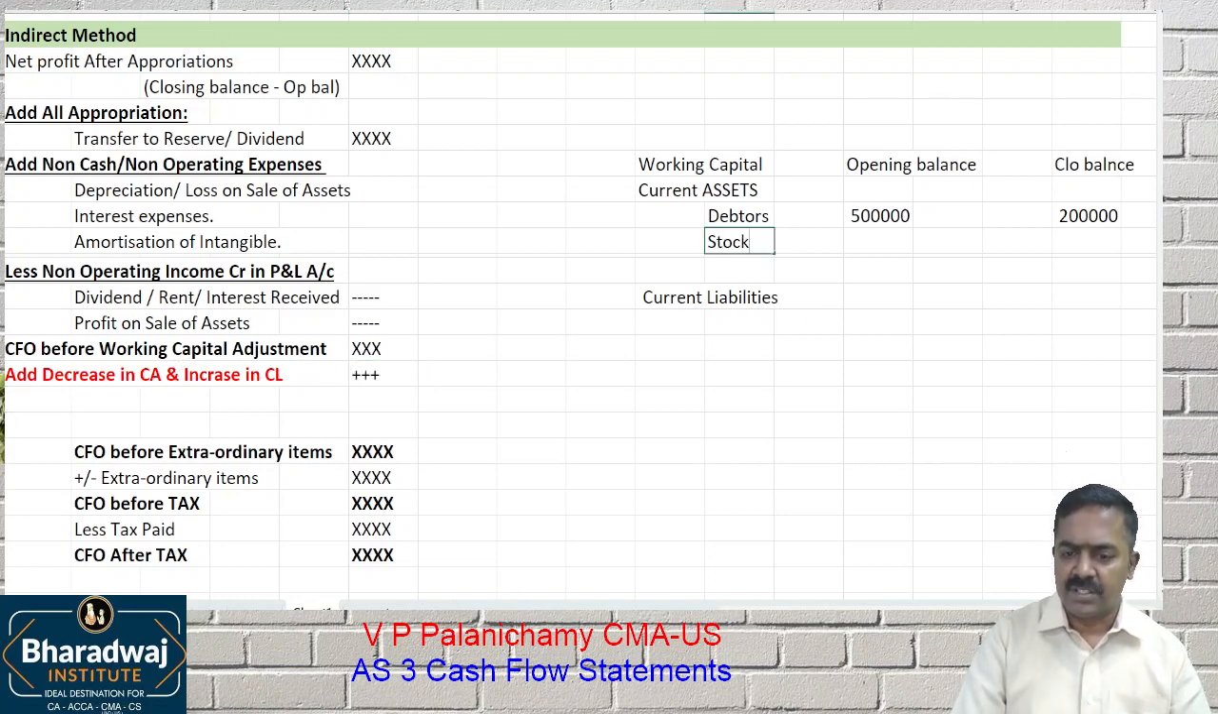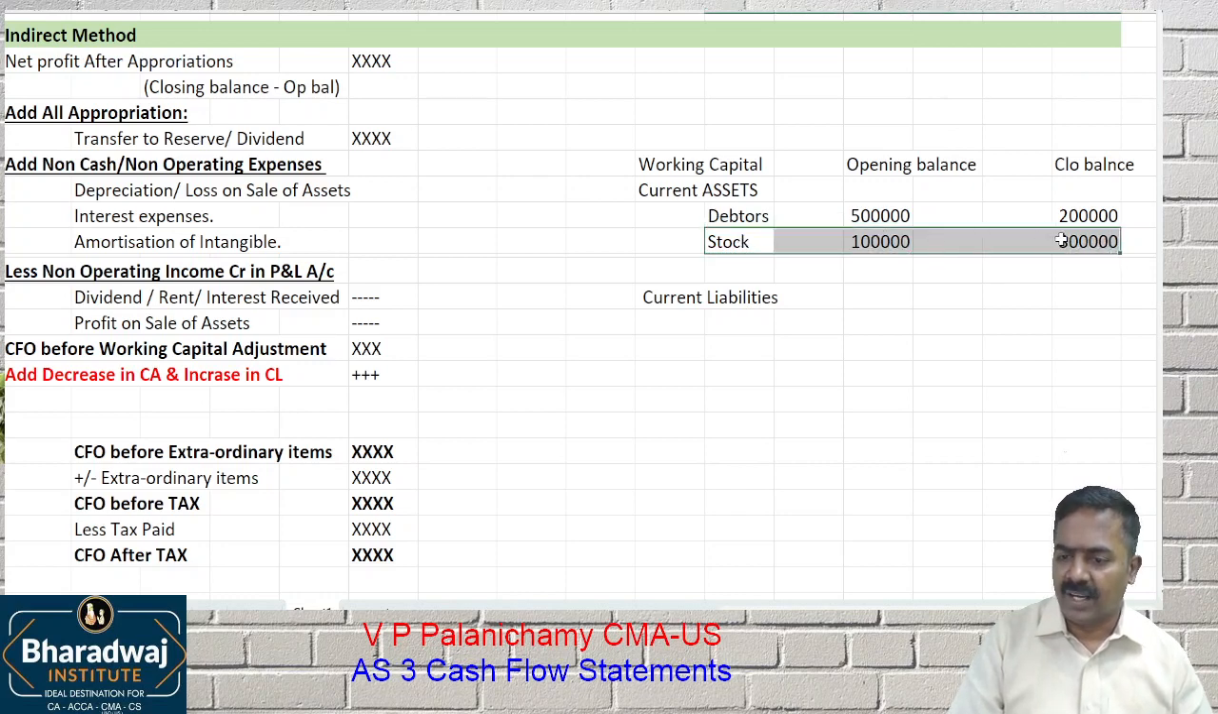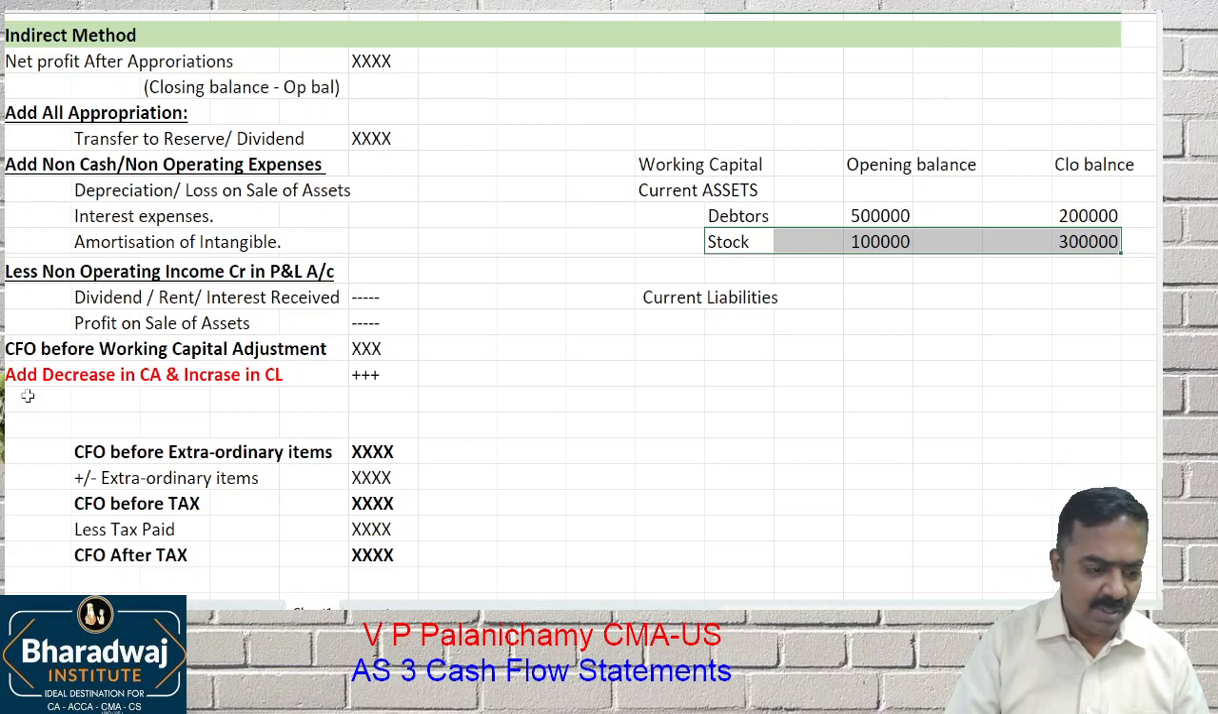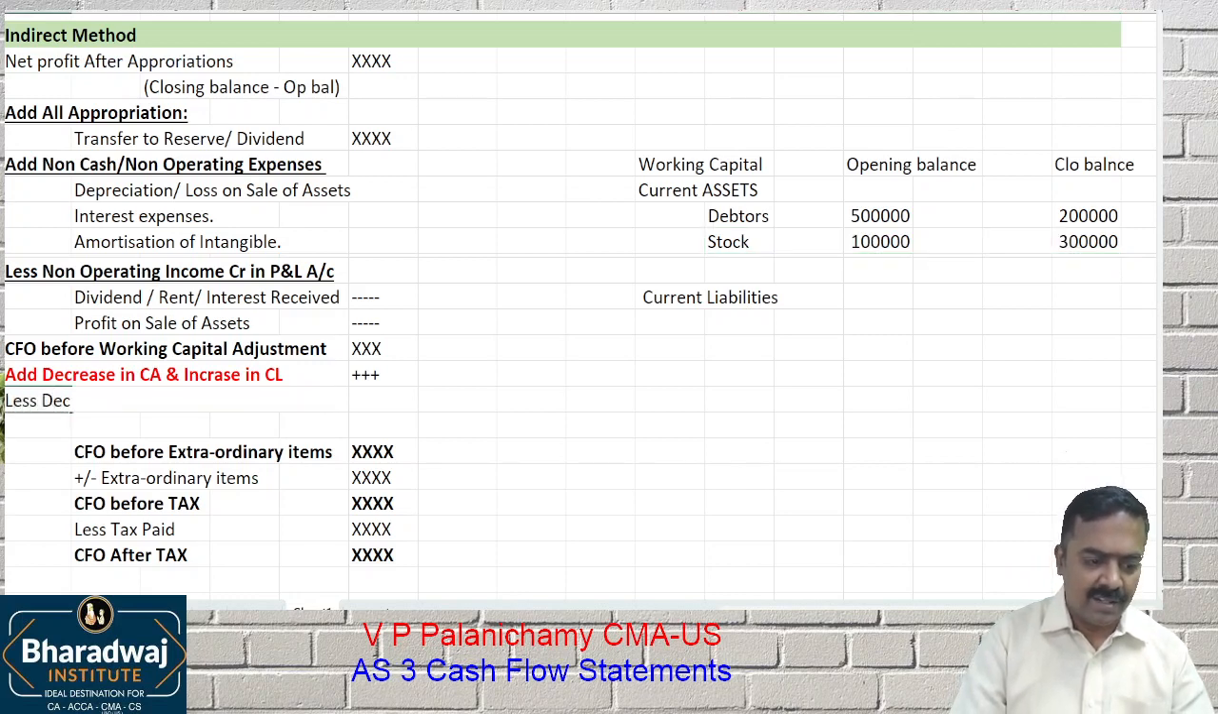Let us assume stock at the beginning of the year, 1 lakh was there. At the end of the year, 3 lakhs is there. Extra stock, how will it come? When you purchase. When you purchase, money will go out. So less. This is increase in current assets and which one?